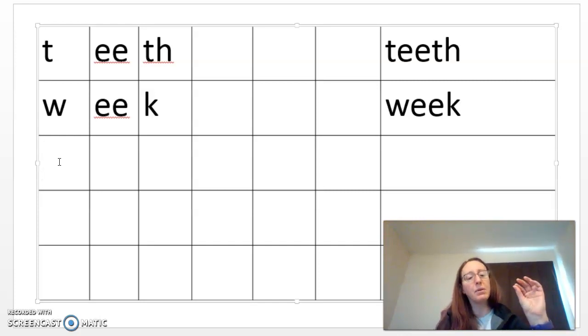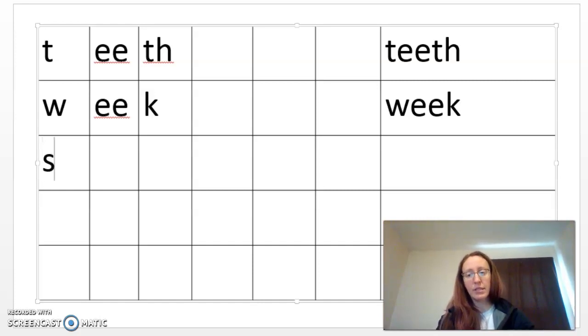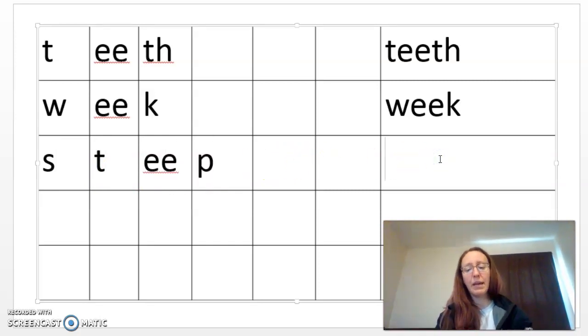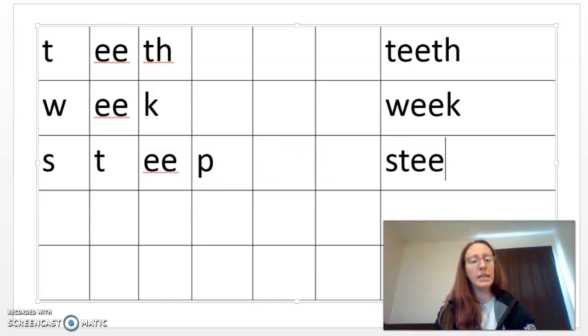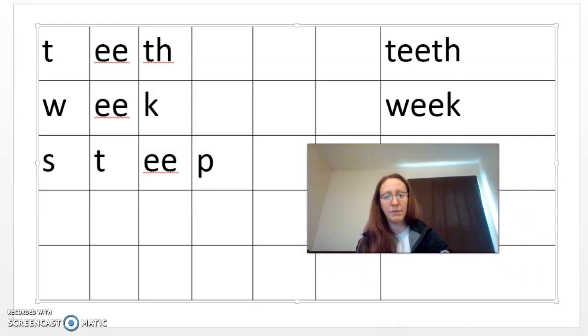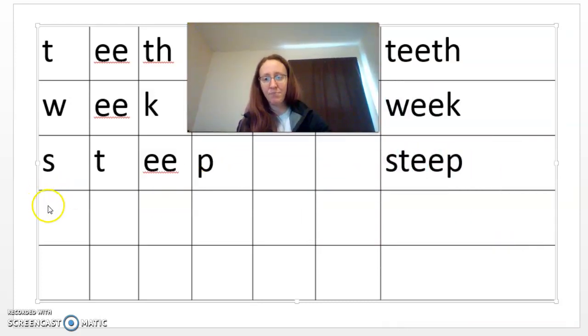Next word, say steep. Tap steep. Steep. There are 4 sounds in steep. Let's say the sounds as we write the letters. E. Let's spell steep. S-T-E-E-P, steep. I'm going to move myself. Oh, that's a good spot for me right now.